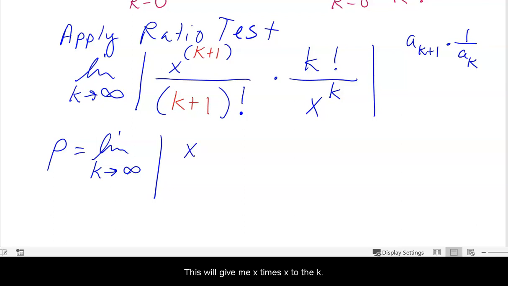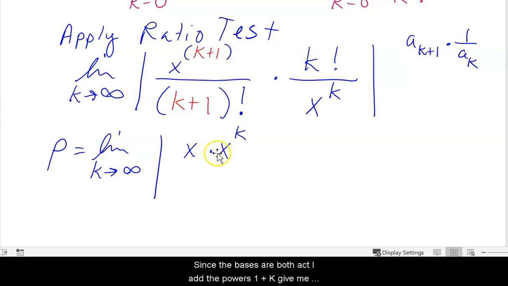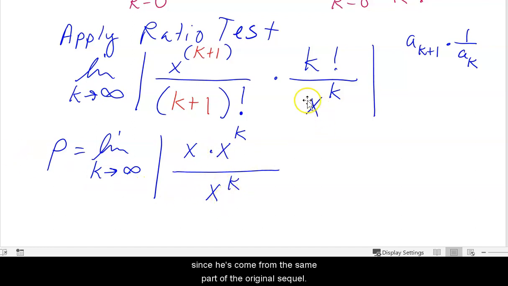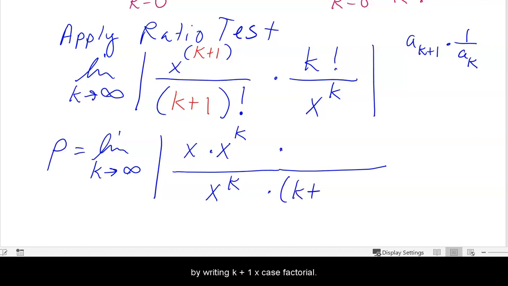This will give me x times x to the k. Since the bases are both x, I add the powers. 1 plus k gives me back k plus 1. In the denominator, I'm going to put underneath the x sub k, since these come from the same part of the original sequence. For the next part, I'm going to put the k plus 1 in the denominator by writing k plus 1 times k factorial. In the numerator, I still have a k factorial.